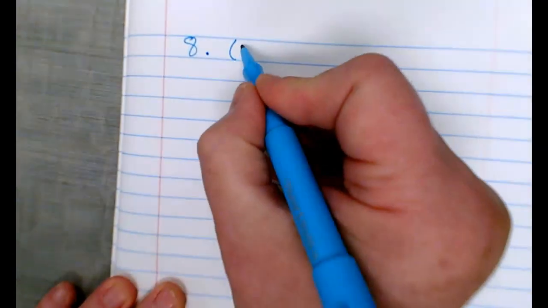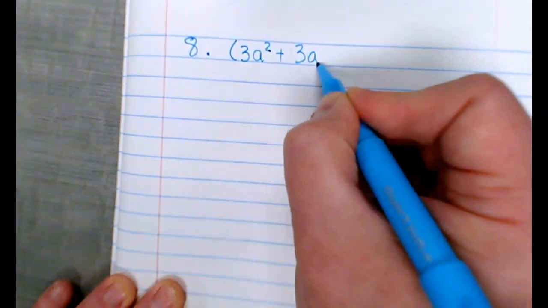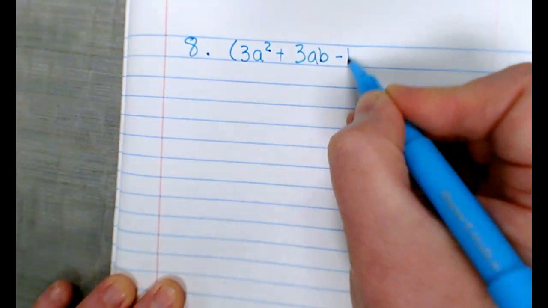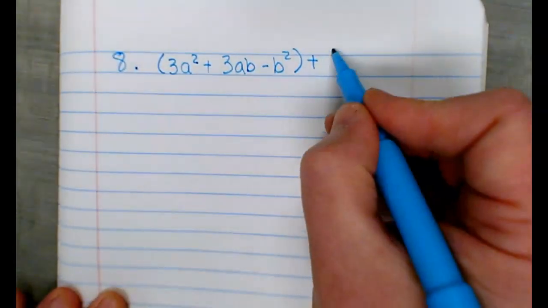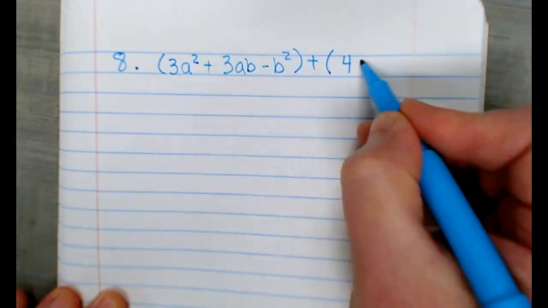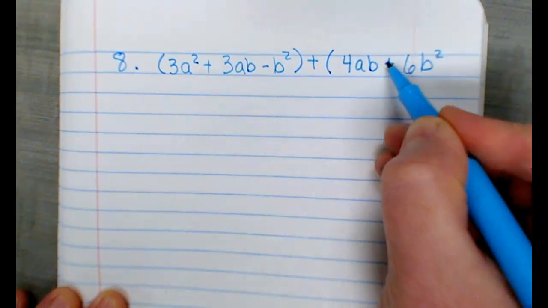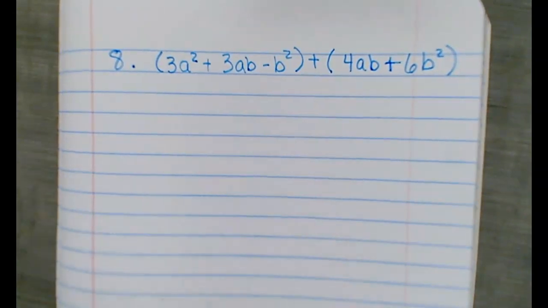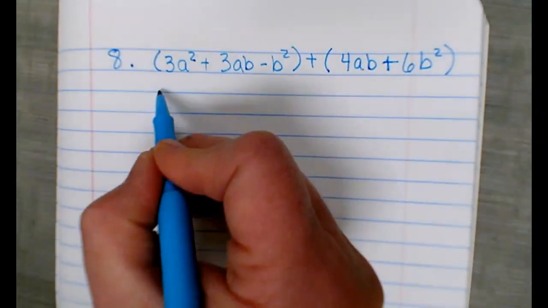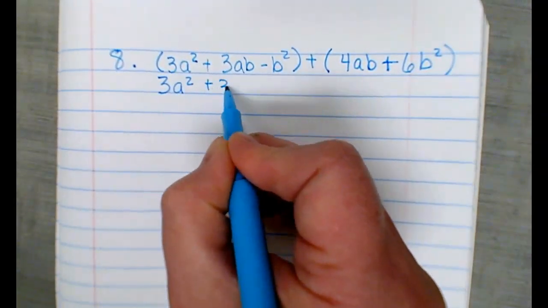So if I have 3a squared plus 3ab minus b squared added to another polynomial that has 4ab plus 6b squared. The parentheses are grouping one polynomial and another polynomial, but to add them, I need to combine like terms, so I don't need the parentheses.